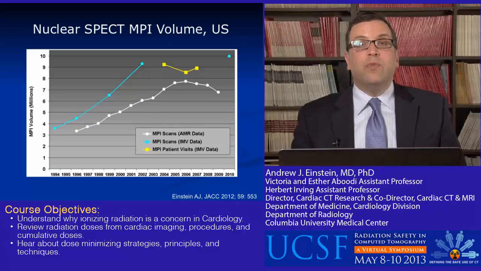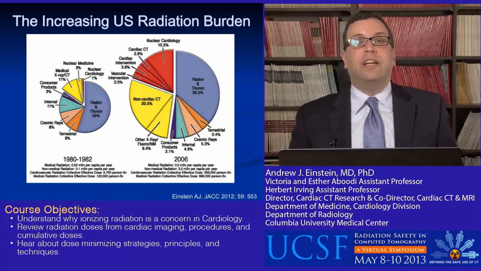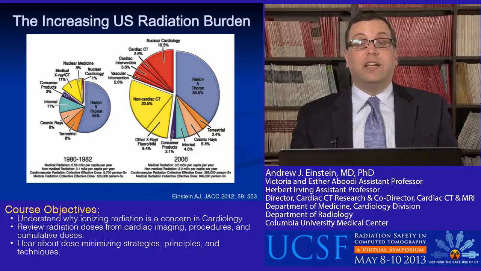When you take high doses and multiply those by increasing volumes, what you have potentially is a public health problem. In fact, medical radiation is the fastest growing share of the US radiation burden. Cardiac imaging alone, shown in the pie chart from 2006 on the right, which reflects data from the National Council on Radiation Protection and Measurements, demonstrates that about 20% of the radiation which Americans receive nowadays derives from cardiac imaging and intervention. That's why there's this concern.